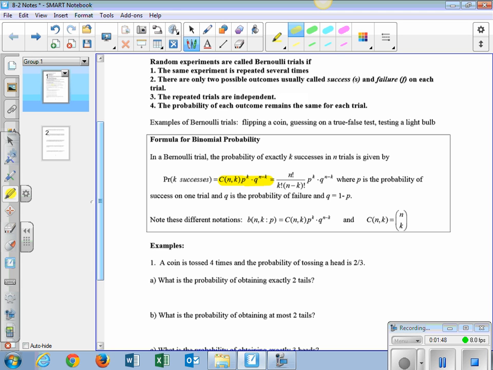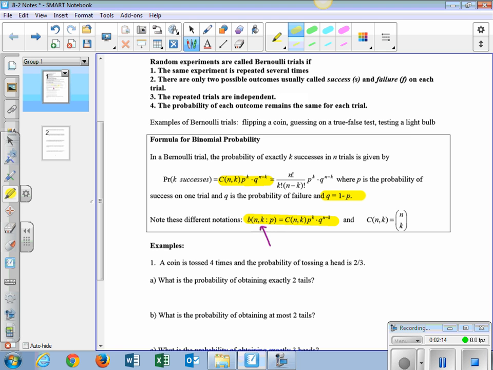Now, another way that you'll see in your textbook is this left side right here, which is b(n, k; p). That's the same as a Bernoulli trial: combination n choose k, p raised to the k power, q raised to the n minus k. Now you're probably asking, what's q? q is the complement of whatever p is.